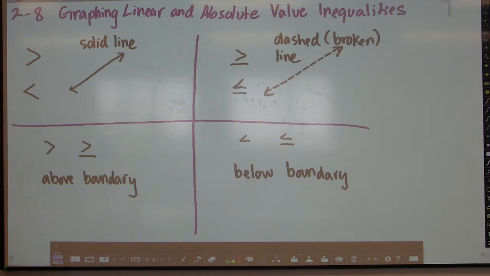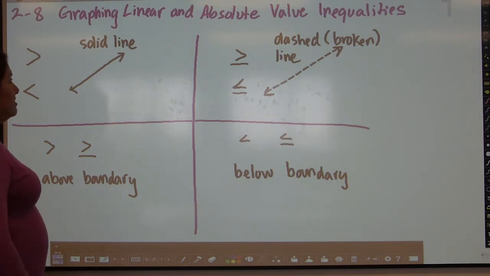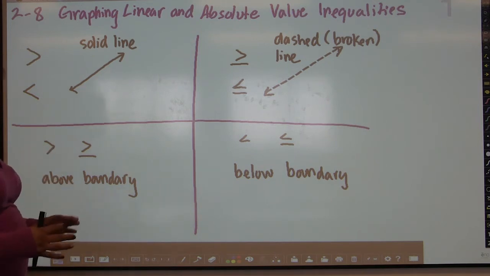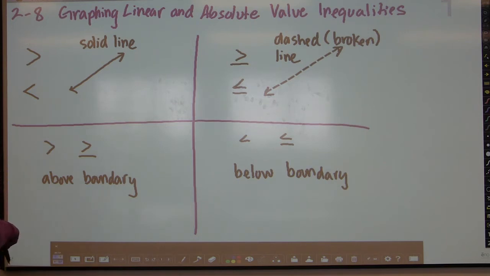wanted to show you how to graph linear and absolute value inequalities. Good news is that graphing linear and absolute value equations we've already done, and so that part of the lesson today is the same, but there are some unique differences between graphing equations and graphing inequalities. And so what I've put here on the board is primarily what those differences are.